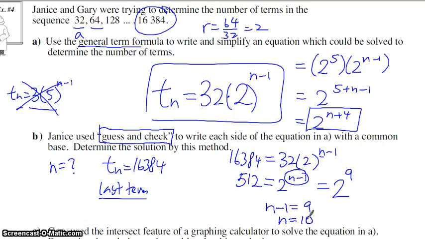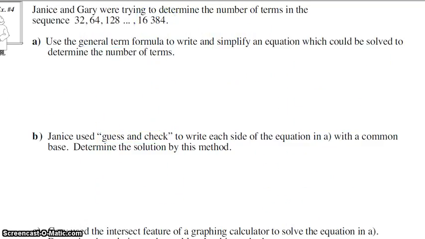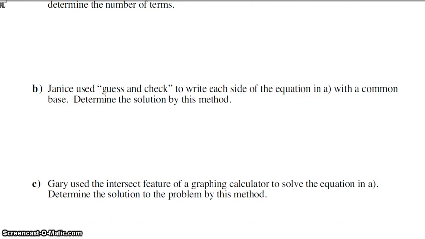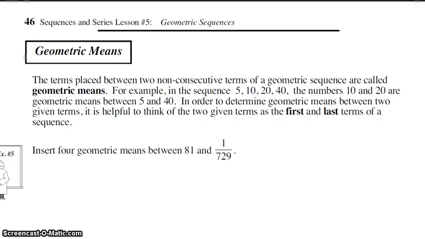So for this question, the answer is 10. There are 10 terms in this sequence, or 1,536 is the 10th term of this sequence. All right, so once again, you use guess and check for this question. All right, let's move on. So we are not going to do the graphing calculator.